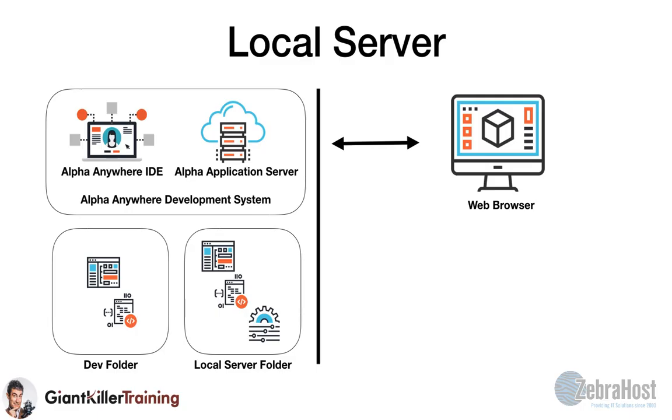So what we're going to do now is walk you through that process, explain the different elements of how the Alpha Anywhere IDE and application server work together on your local machine, how you set that up, and also different ways for you to publish to your local server folder. Then in a future part of our lesson, we'll actually go into how we can use the same methodologies to move that onto an external server environment.